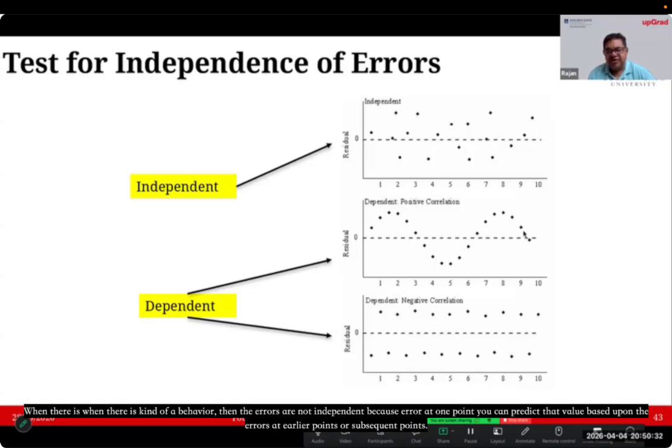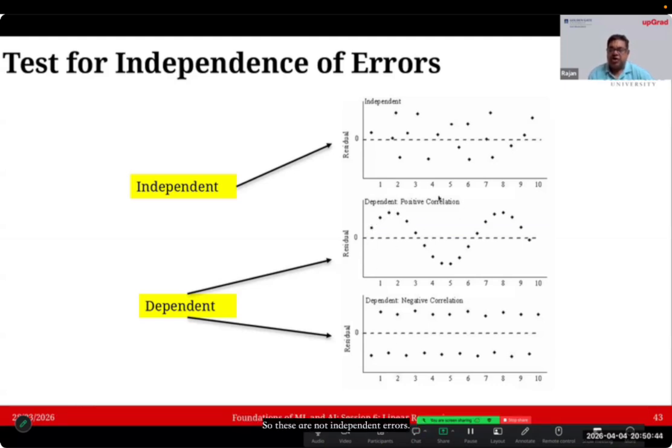The errors are not independent. One error at one point, you can predict using that value, based upon the errors at earlier points or subsequent points. So these are not independent. What is the value we get?